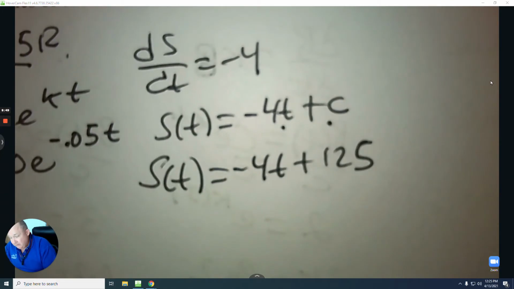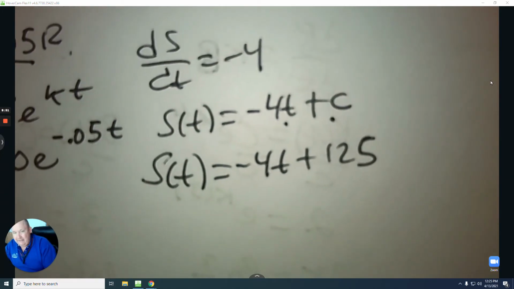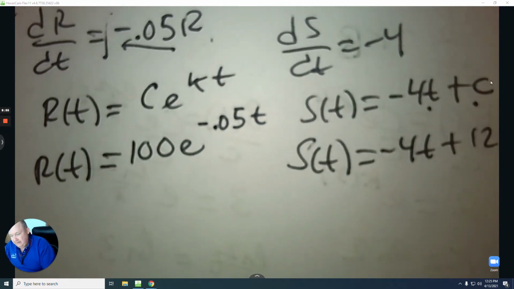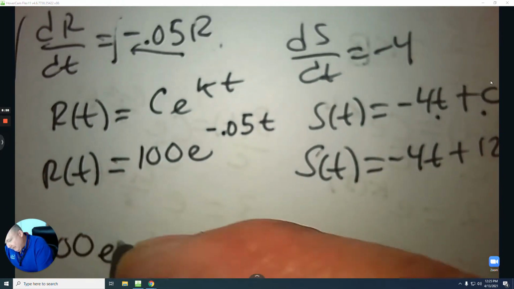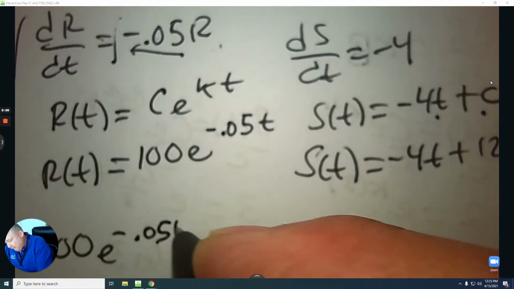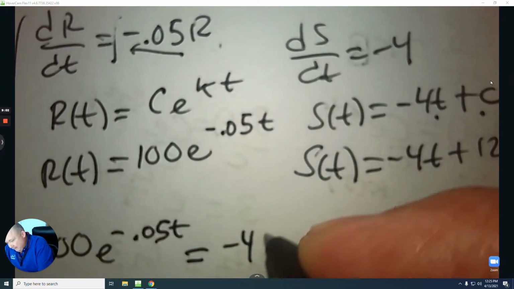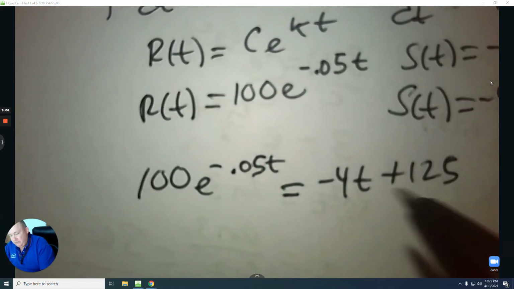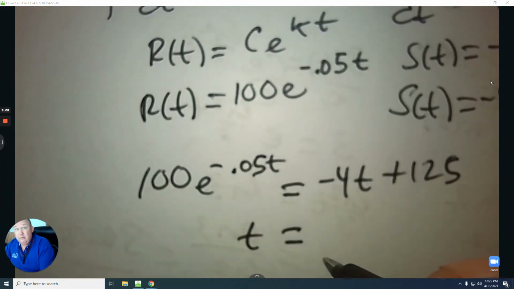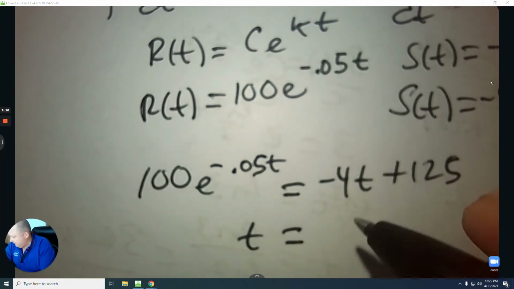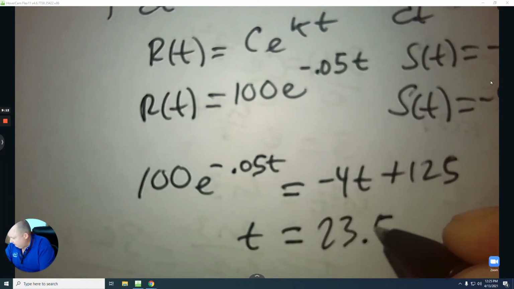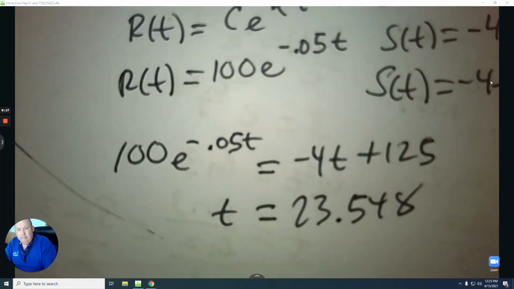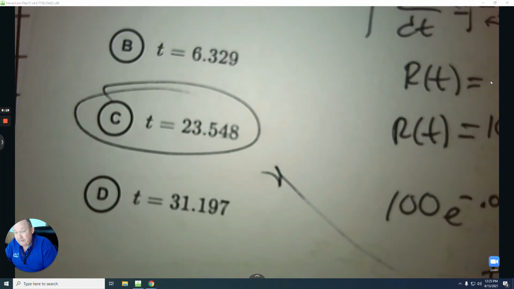Then the question says, at what time will they have equal quantities, right? Will they be equal to each other? So we just take the two equations, 100 e to the negative 0.05t, make it equal to negative 4t plus 125. So make them equal to each other. Use your calculator. One answer is going to be negative. You don't want that. The other one's positive, and it gives you this answer. And there you go.